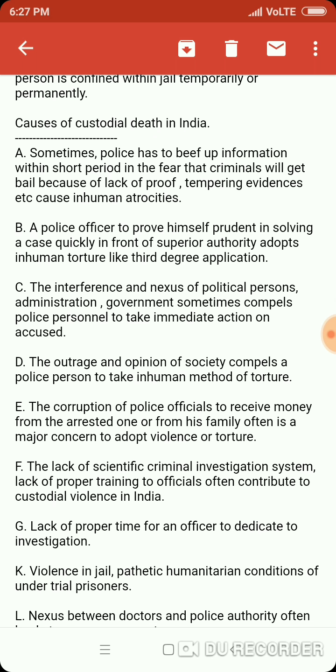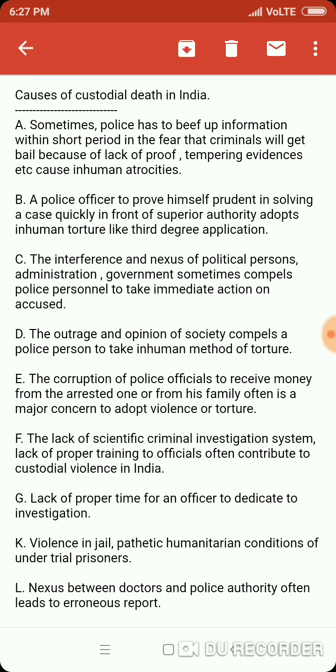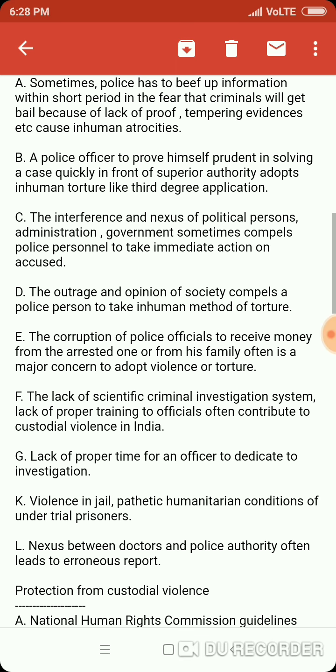So let's see the causes of custodial death in India. Sometimes the police have to gather information within a short period, in fear that criminals will get bail because of lack of proof, tampering of evidence, etc. This causes inhuman atrocity. Sometimes police have to act in a very hasty way because they find very little time, and because of the inability to prove the arrest with sufficient grounds before the magistrate, the person will be released. That is why they take inhuman approaches so that they can take out information from the accused person.